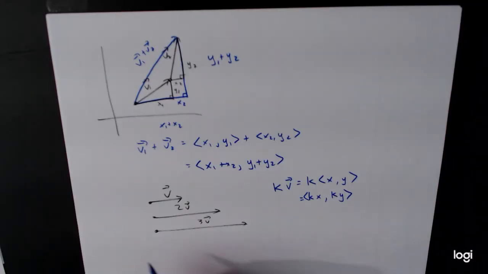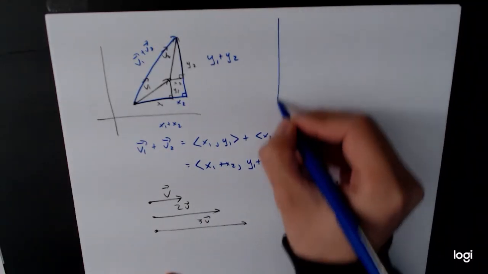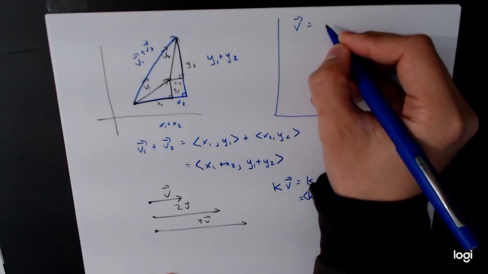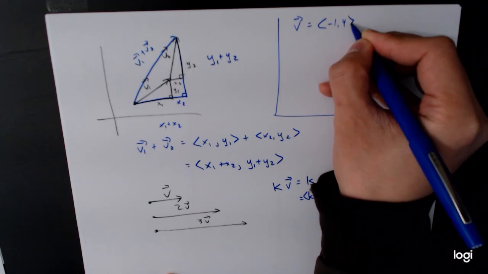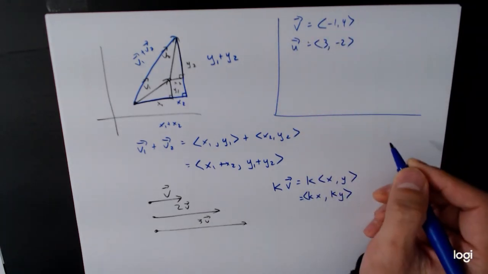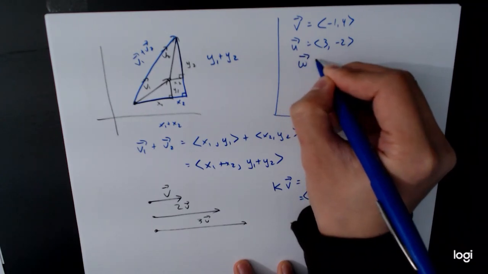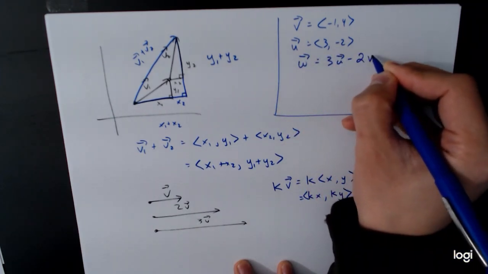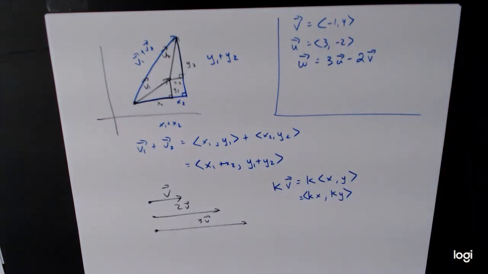If we had a vector v, let's put this up here. We have the vector v, which is going to be negative 1, 4, and the vector u, which is going to be 3, comma, negative 2. We could ask the question, well, what is the vector w defined by 3u minus 2v? Take a moment and see if you can do this arithmetic yourself.